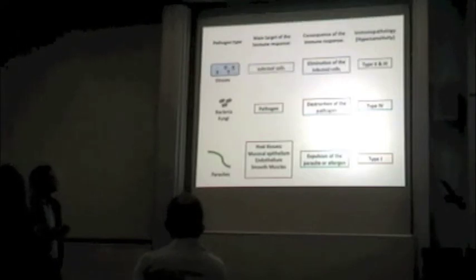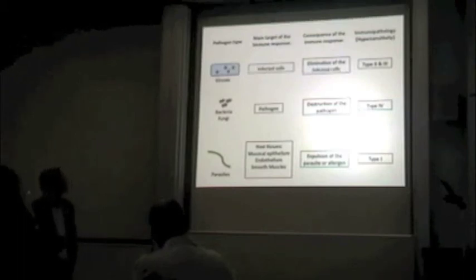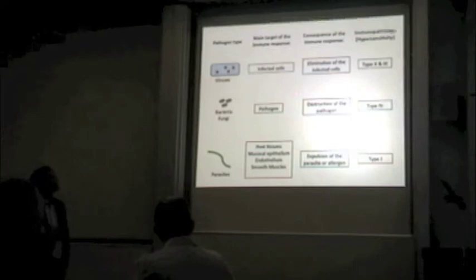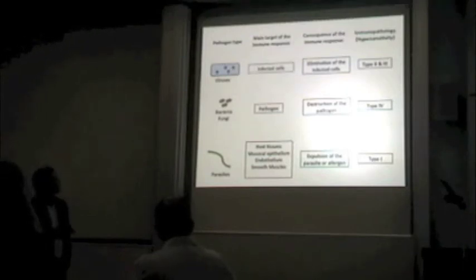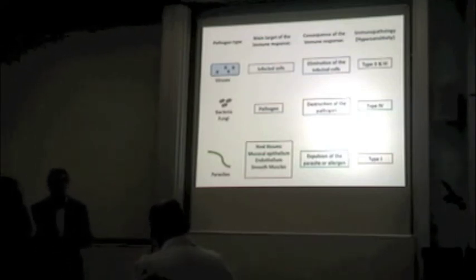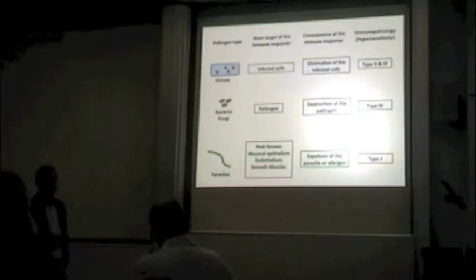The second class of pathogens would be extracellular bacteria and fungi, as well as bacteria that reside in vacuoles of infected cells, mostly macrophages. The intended target of the response here is the pathogen itself, unlike this case. And the intended consequence is to kill and eliminate the pathogen, and the type of hypersensitivity is type 4 here that can lead to pathology. And this is due to collateral damage mostly by things like reactive oxygen species and so on, or neutrophil proteases.